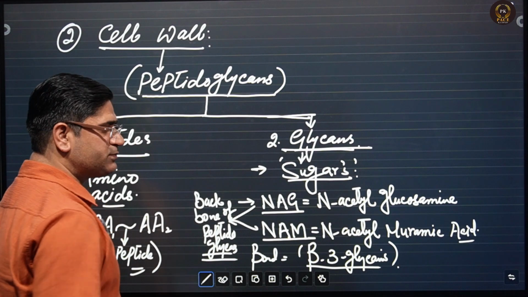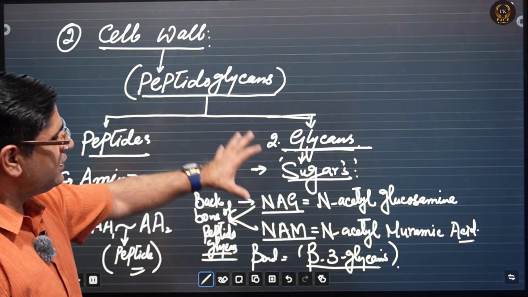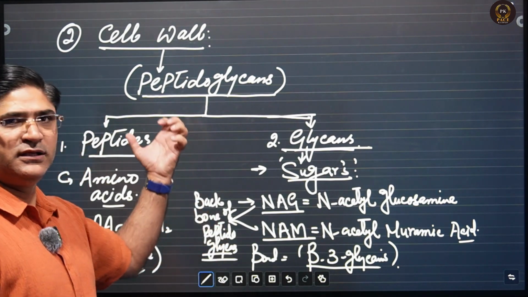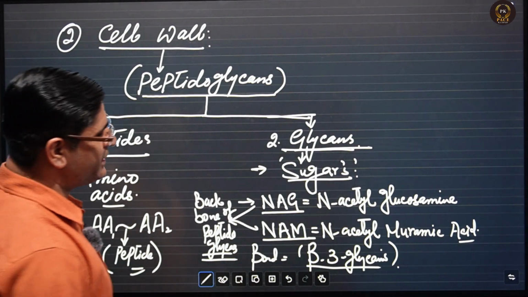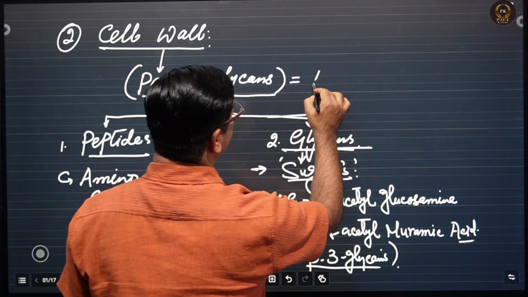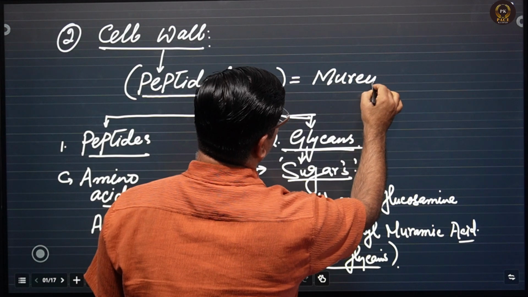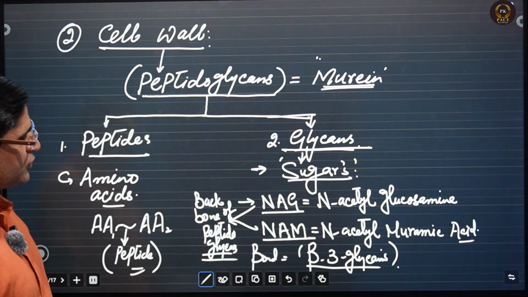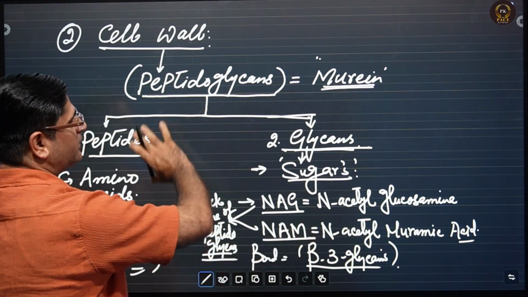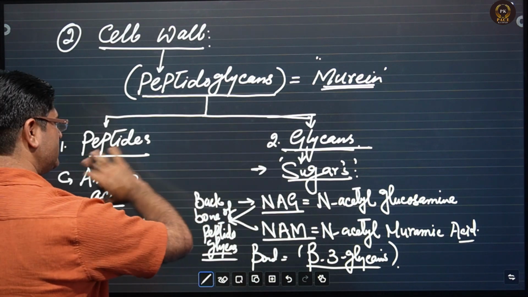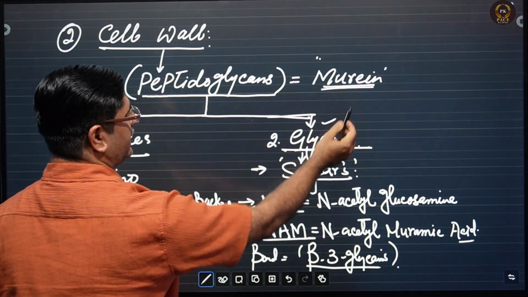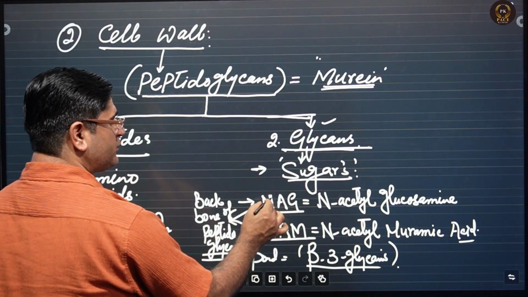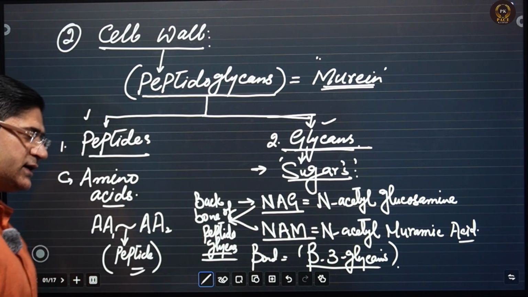Okay, remember this point. NAG and NAM are the backbone of the peptidoglycans. Peptidoglycans are also called murein, or muramic acid. Remember, this is the composition of the cell wall of the bacteria. It is made up of two parts, a peptide part and a glycan part, and the backbone of the glycan part is NAG and NAM. That is the backbone of the peptidoglycans.